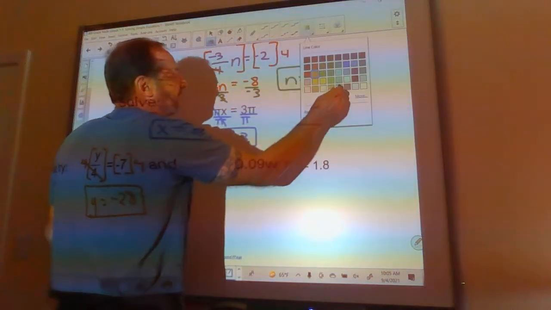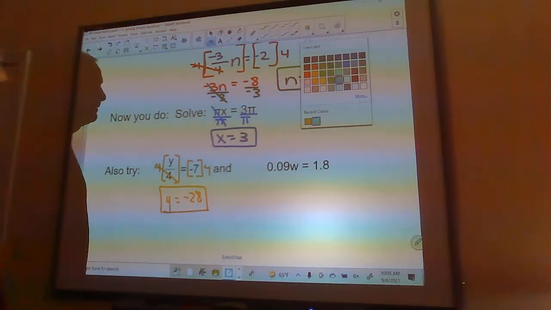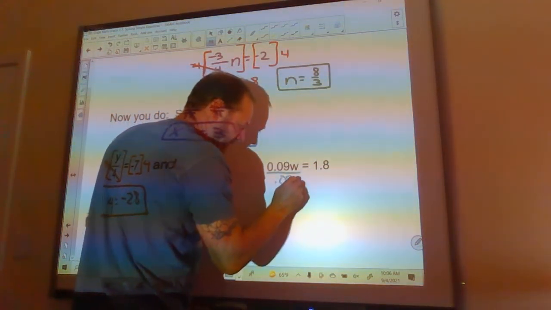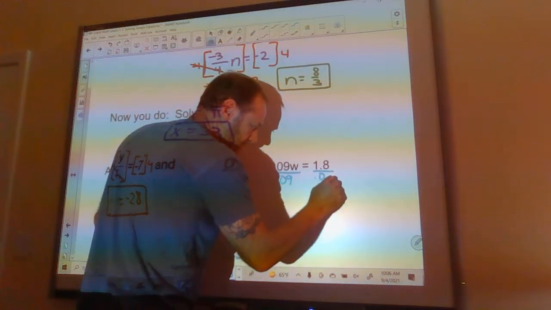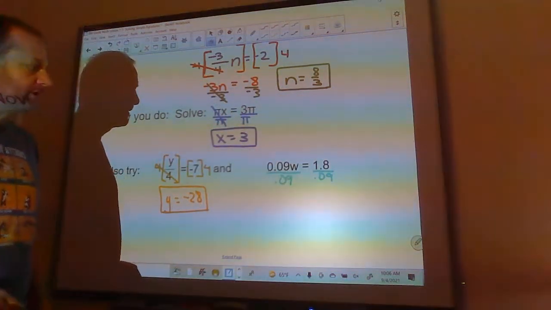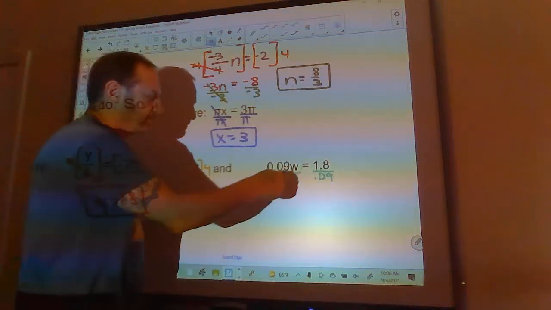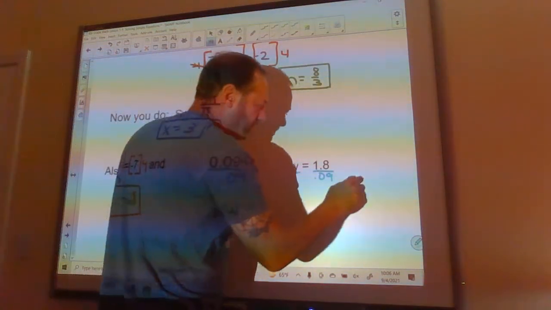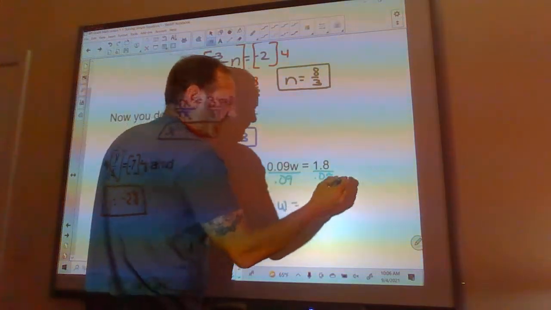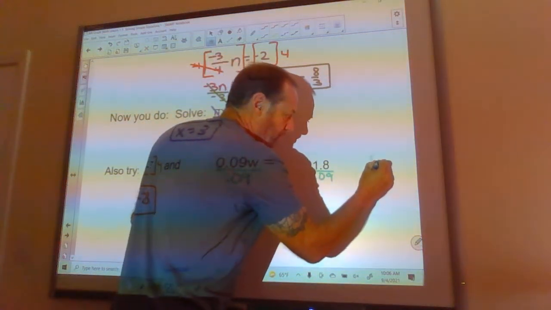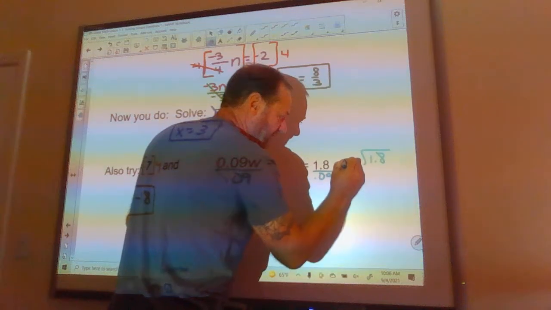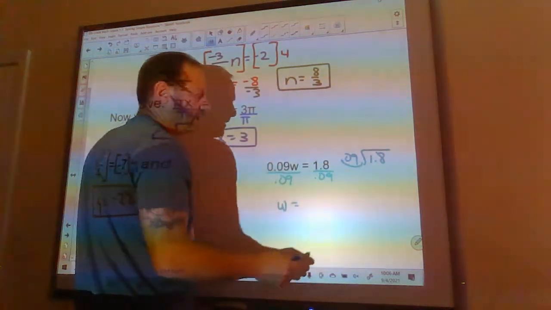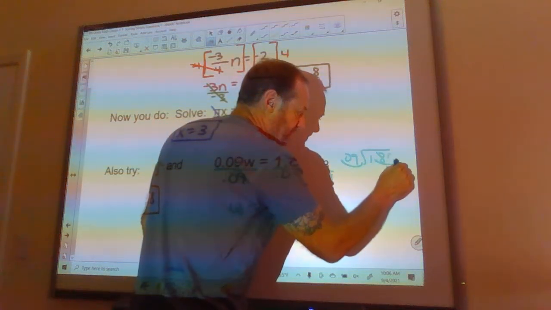Okay, this one over here is a little trickier because there's a decimal. Okay, so we're going to divide both sides by 0.09. Okay, now if you got a calculator, you're probably okay to calculate this with a calculator. If you don't, remember this is a review on how to divide decimals. So you're taking 1.8 and you're dividing it by 0.09. So I'm going to move the decimal 2 places over here. So I got to move the decimal 2 places over here.